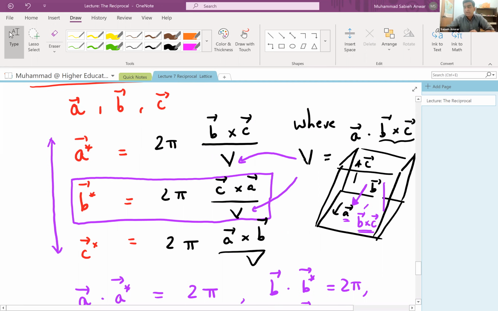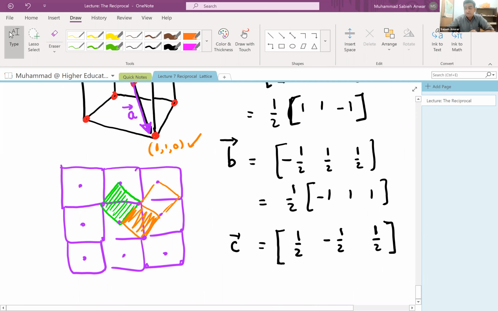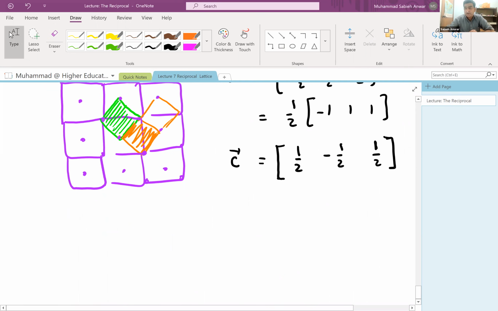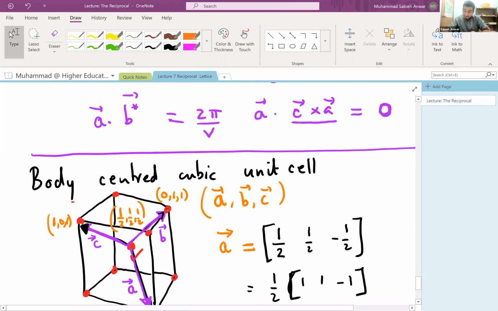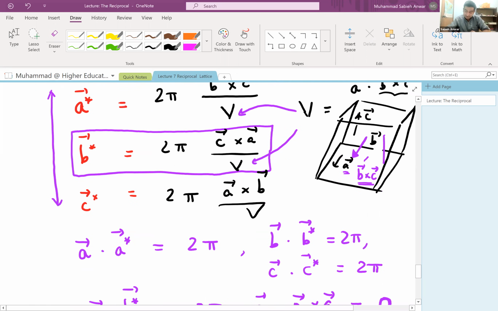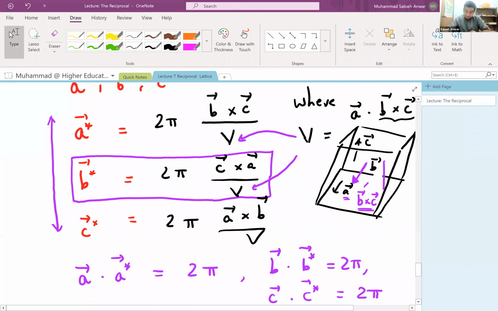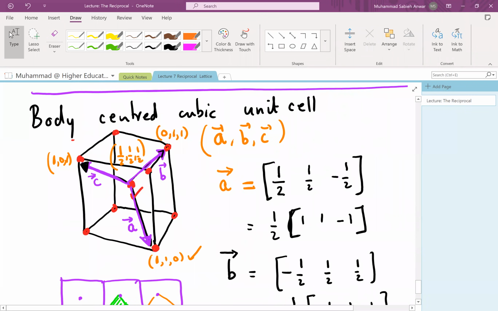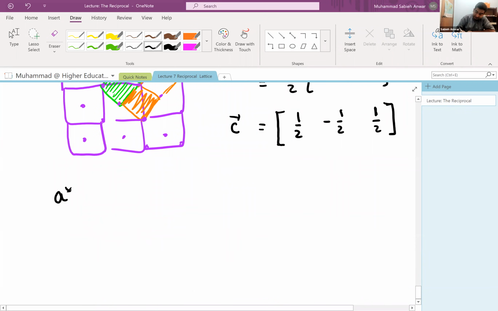And then what you could prove is that if I were to write down the vectors A star, B star, and C star, they would form a face-centered unit cell. Can you do this on your own? Can you do the algebra on your own? Can you find A star, B star, and C star? Yes, sir. Right.